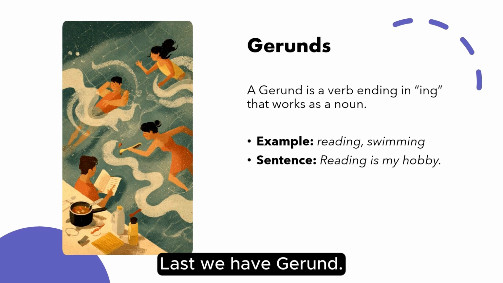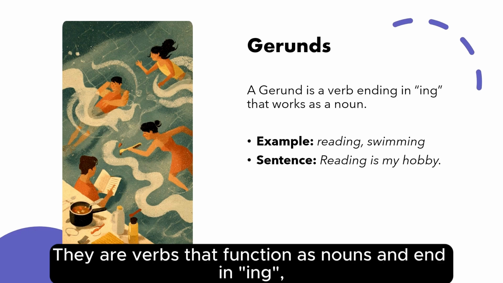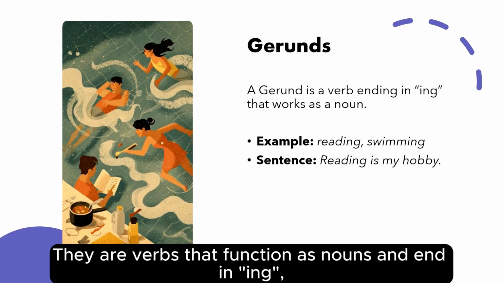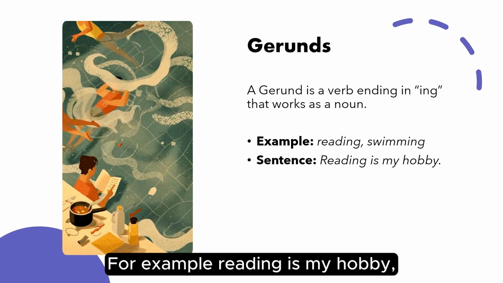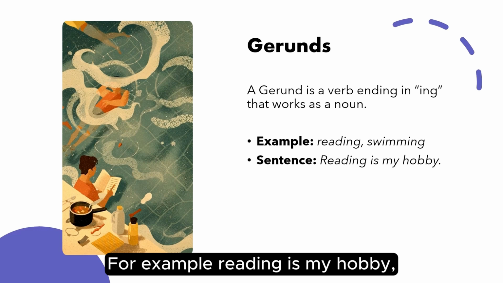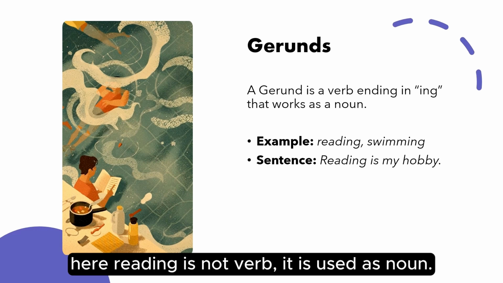Last, we have gerunds. They are verbs that function as nouns and end in ing. They refer to actions or activities. For example, reading is my hobby. Here, reading is not a verb, it is used as a noun.